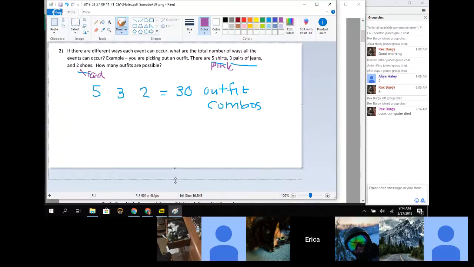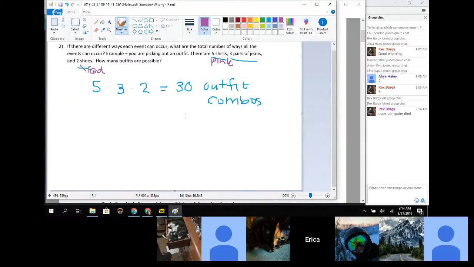Does anyone want to tell me in actuality how many different shirts you think you have? Just think of your winter shirts. How many winter shirts, between sweatshirts and long sleeve shirts? Anybody want to take a guess as to how many they have? I'm guessing it's more than 5.